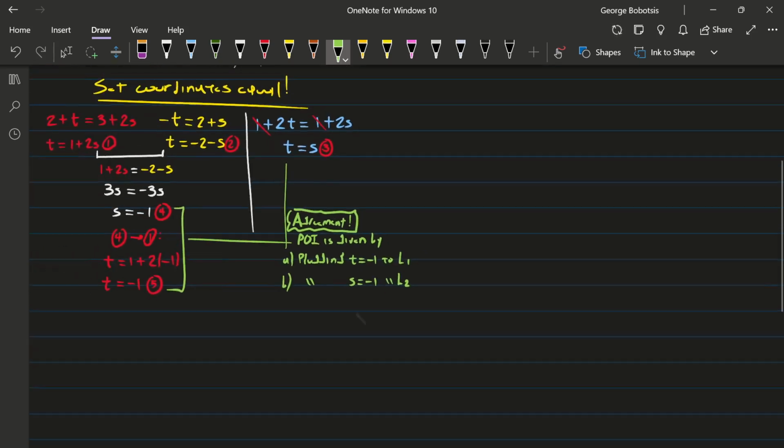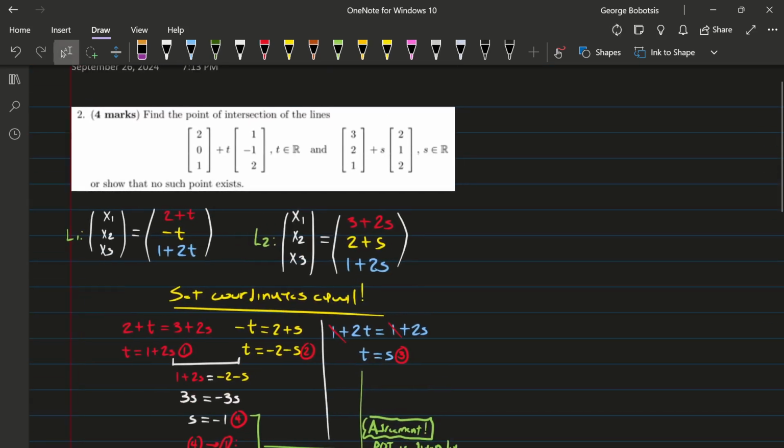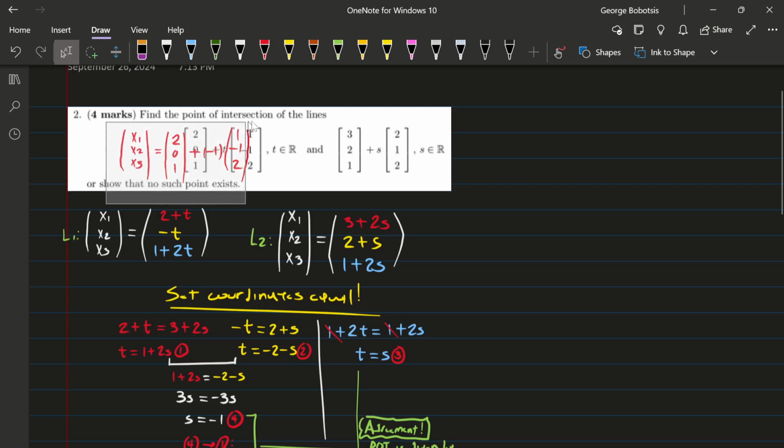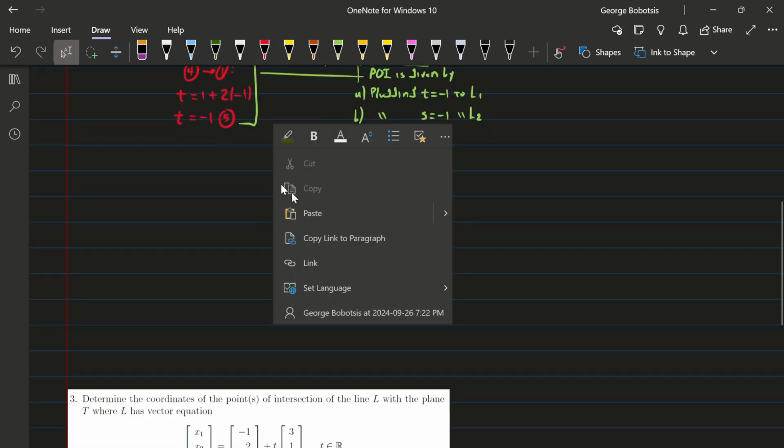Here you go. So we put this in. I don't know, I like the first one for some reason. So if we put it in the first one, let's see what we would get. I'll just write it here and then copy it: 2, 0, and 1 plus -1 for the t, 1, -1, and 2. Perfect. So I'm just plugging in the t value right here. Nothing crazy.